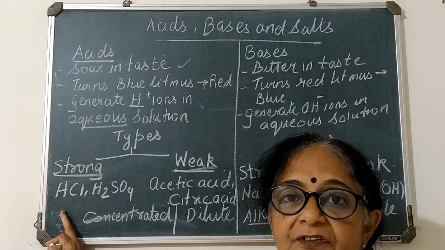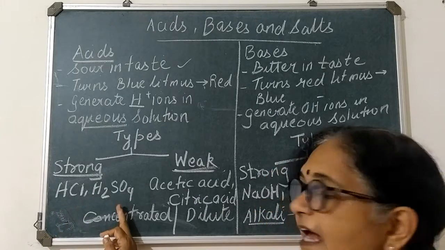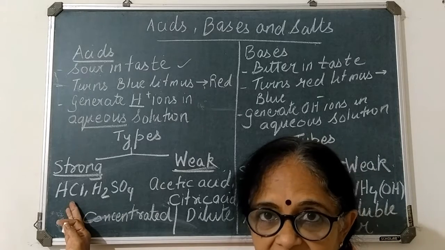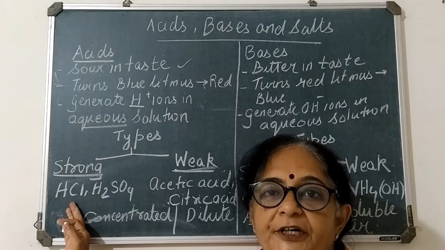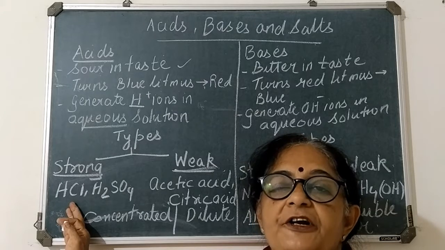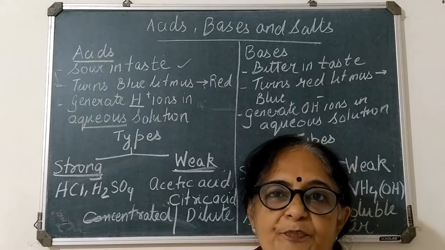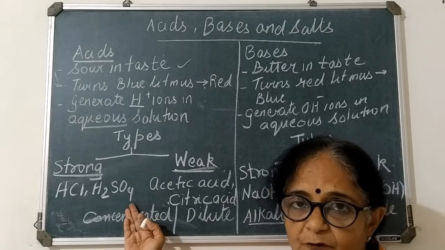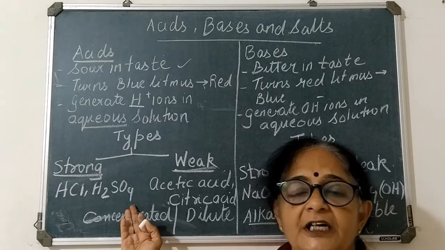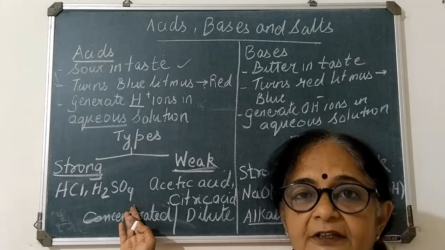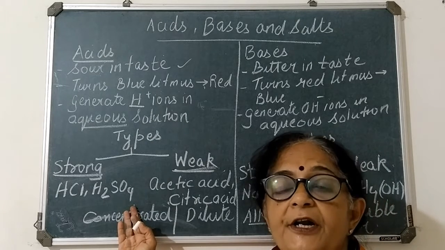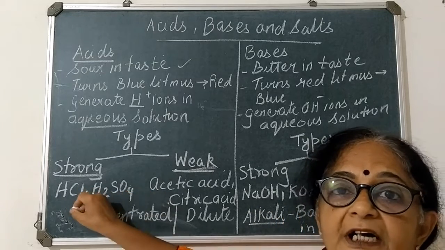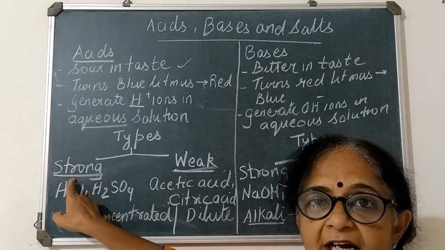Examples of strong acids are HCl and H2SO4. If you take hydrochloric acid and put it in water, it will generate more H plus ions. Same way, if you take sulfuric acid, H2SO4 is sulfuric acid, and put it in water, then it will generate more H plus ions. So they belong to the category of strong acids.